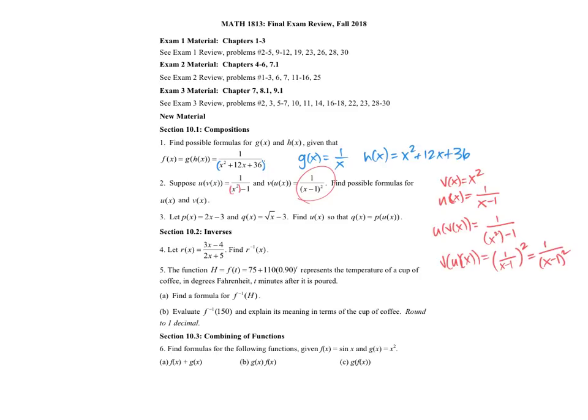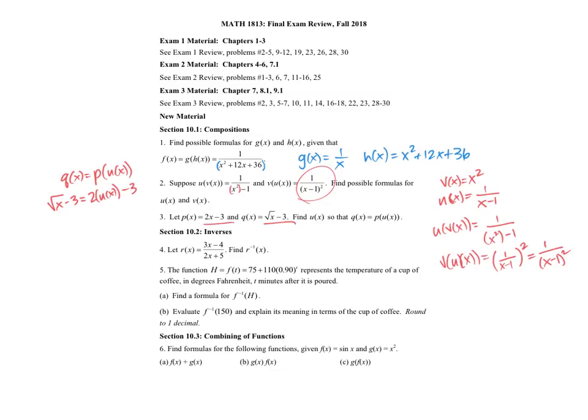Okay. All right, next one. Let p of x equal that and q of x equal that. Find u of x so that q of x is equal to p of u of x. Okay, so we want q of x to be equal to p of u of x. Okay, so q of x is that. So that's square root of x minus 3. And then I want that to be equal to p of u of x. So that's 2 times u of x minus 3.